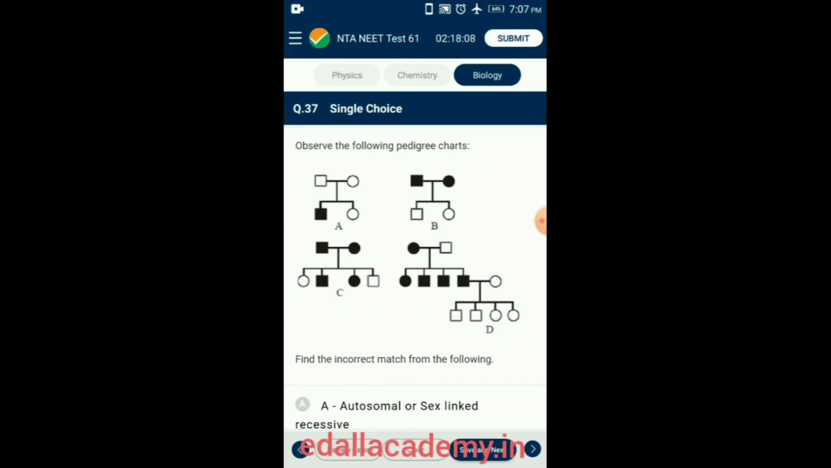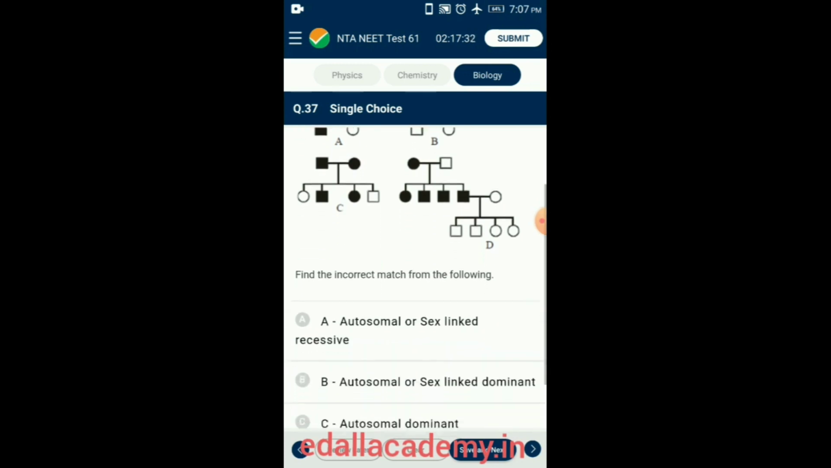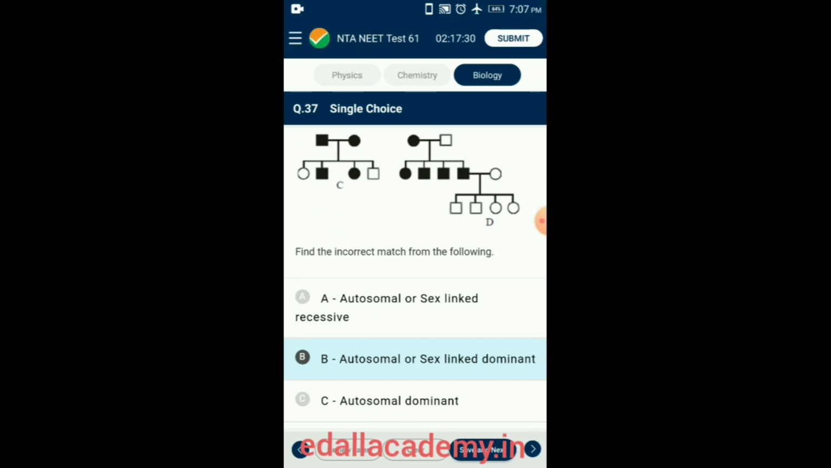Question number 37. The following pedigree chart. Find the incorrect match from the following. In autosomal or sex-linked dominant genetic diseases, it can be observed in each generation, usually without skipping a generation. From the given diagrammatic representation, B is autosomal or sex-linked dominant. So the answer for this question is option B.